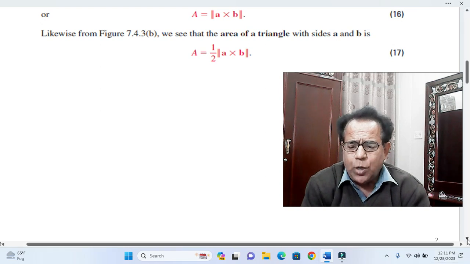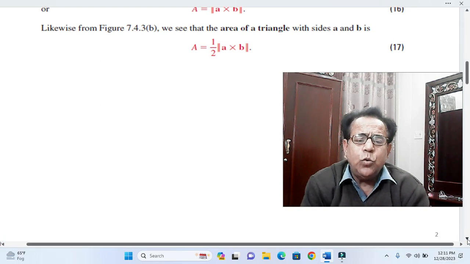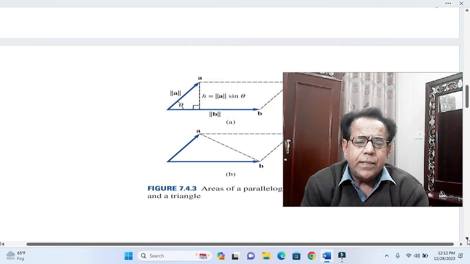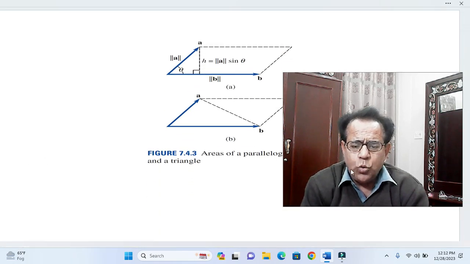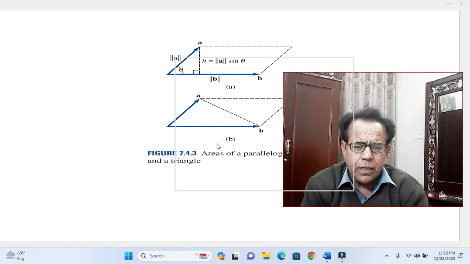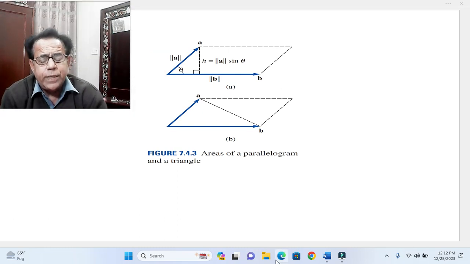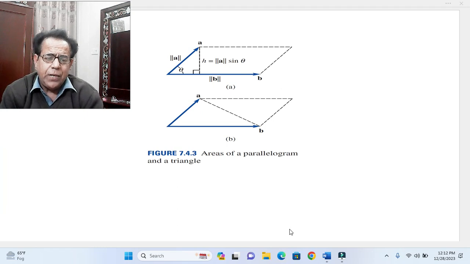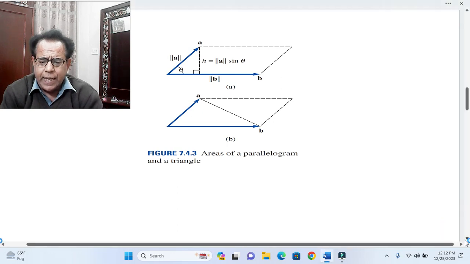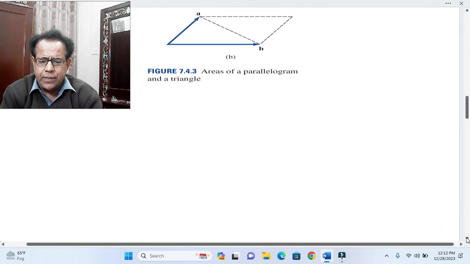Now we come towards those two figures mentioned here. Dear students, these are the figures. One figure is of a parallelogram and the other figure is of a triangle. I think these snapshots have provided us enough foundation regarding the solution of this problem.